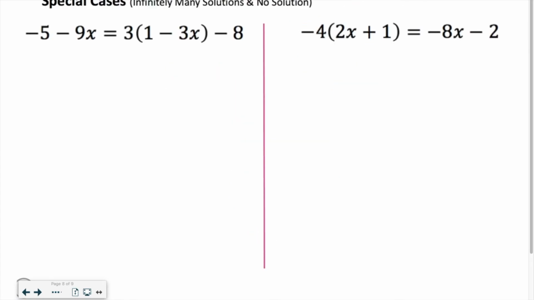All right, these last two, you've got some special cases so that you're either going to get an answer that has the same, which you get infinitely many solutions, or you're going to get an answer where the two numbers do not equal each other. So let's show you what that looks like a little bit.